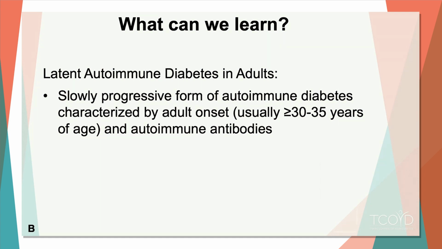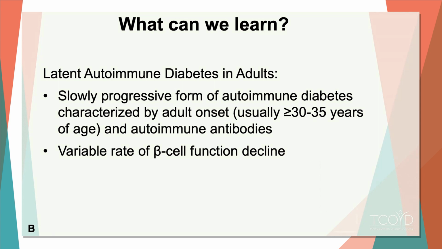In most cases, they have positive autoimmune antibodies. So this is type 1 diabetes. What's different about it is there's a variable rate of beta cell decline. So this honeymoon period can last for an extended period, sometimes months, sometimes years, sometimes many years. Longer than your real marriage.